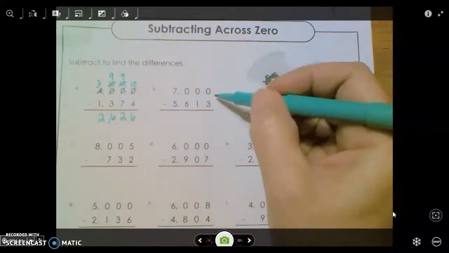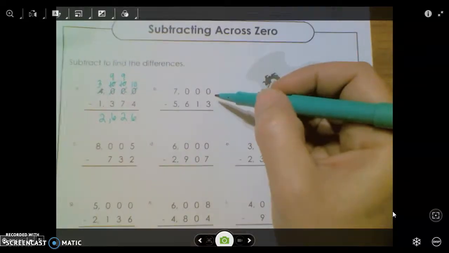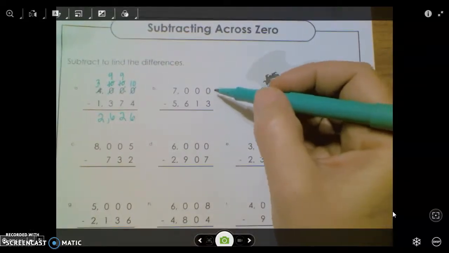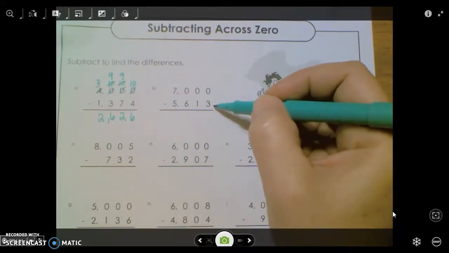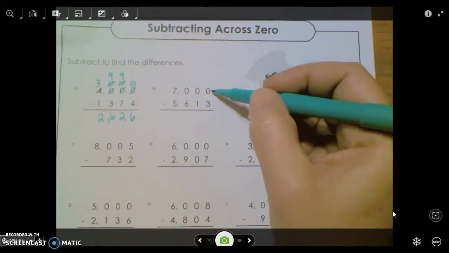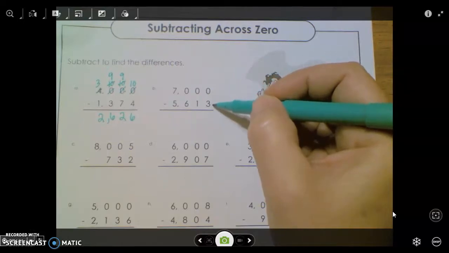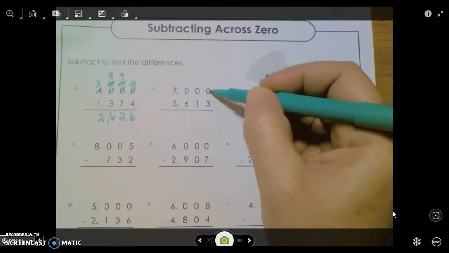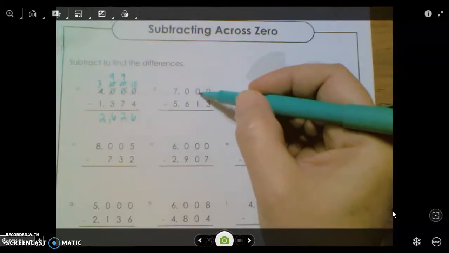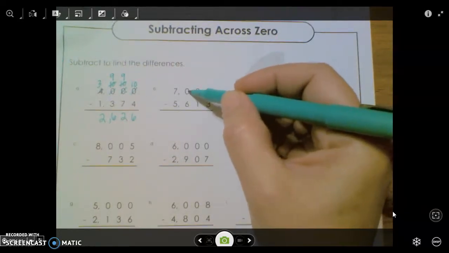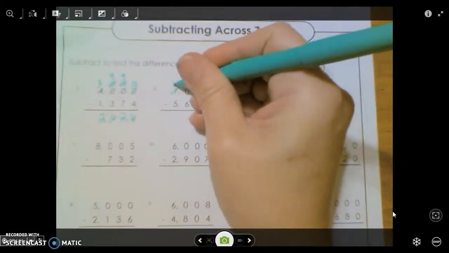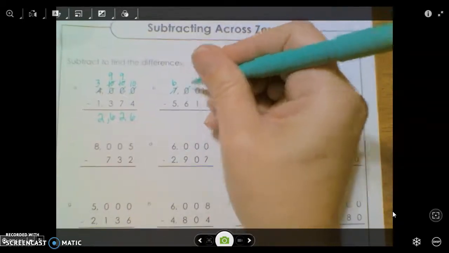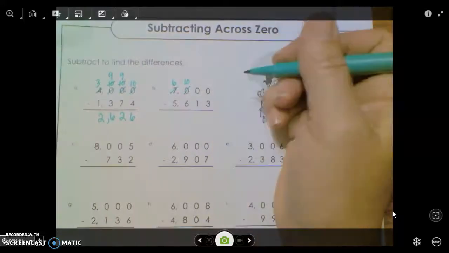Let's do this next one together also. Remember, do it along with me. So I have 7,000 minus 5,613. I'm going to say 0 minus 3, I can't do. And so I need to borrow from next door. I can't do that. So I have to keep going over until I can start borrowing. So now I have a 7. I can borrow 1. I'm going to regroup that 1,000 I borrow as 10 hundreds.